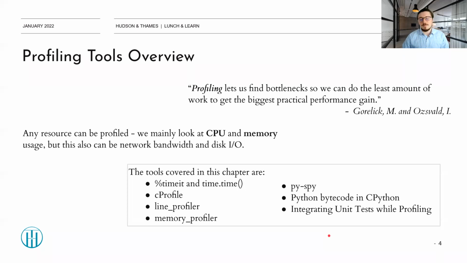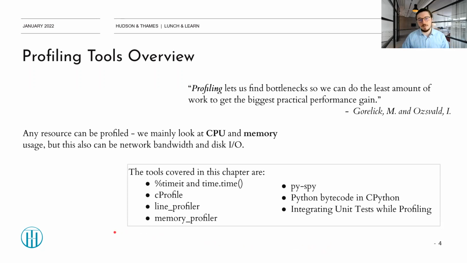All right, so profiling tools overview. What is profiling? It's very well described in the original book, saying that profiling lets us find bottlenecks so we can do the least amount of work to get the biggest practical performance gain. Essentially, you want to know where you would want to optimize your code for it to run faster, but also to spend your time in the most efficient way and to make your code as efficient as possible, with your constraints being time constraints and knowledge constraints.